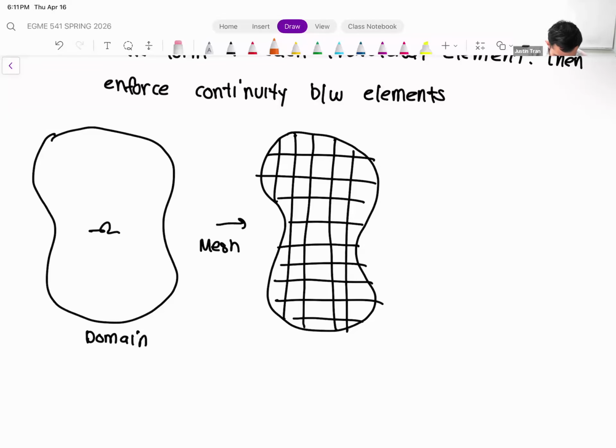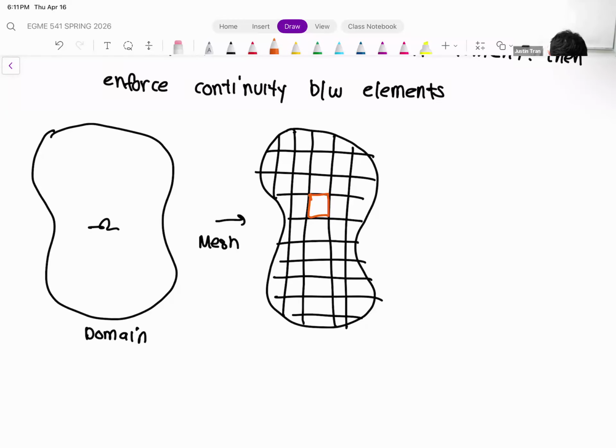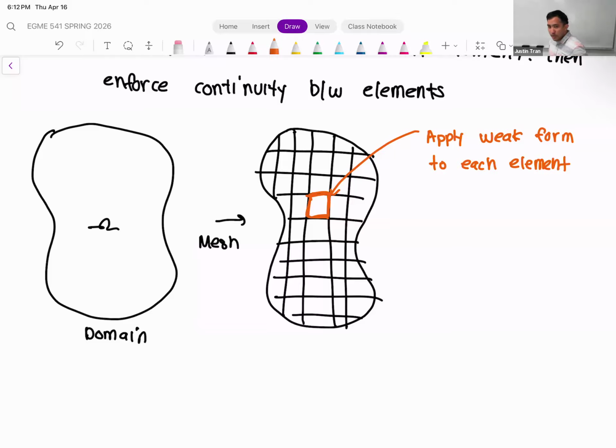Okay. So with this domain here, all of these elements have a nice, uniform shape, right? So let's apply the weak form to each element. Not just that element in particular, but every single element. Because the good news is that if we mesh properly, each of those elements will have a nicer shape. It's going to be a lot easier to perform the integration.